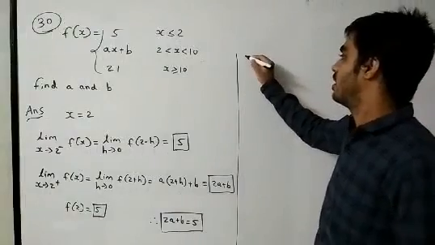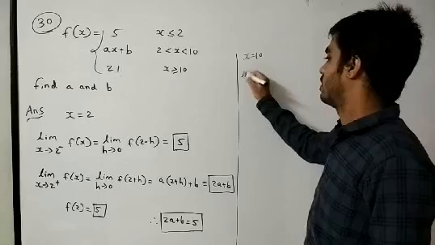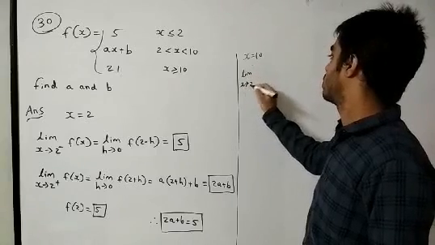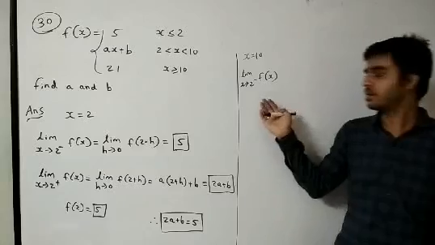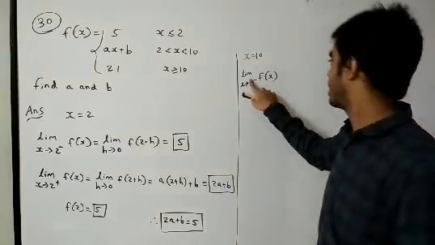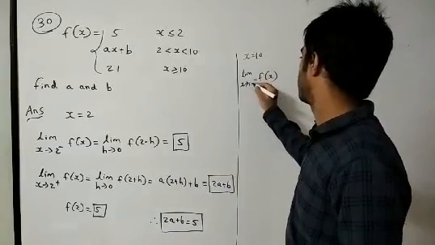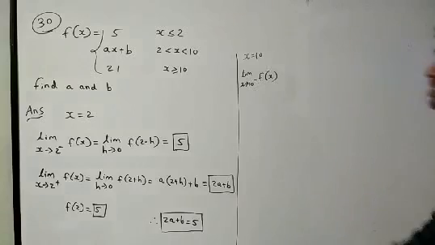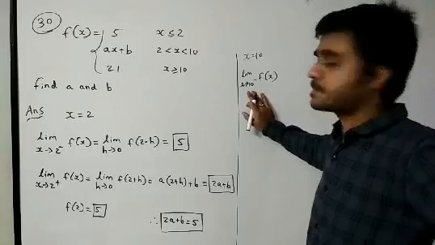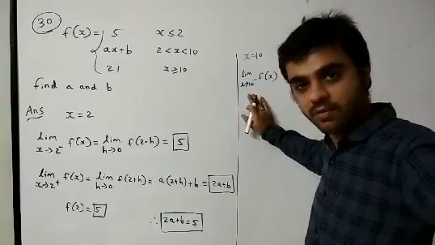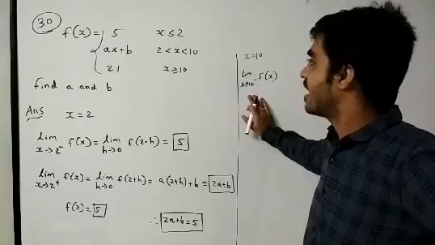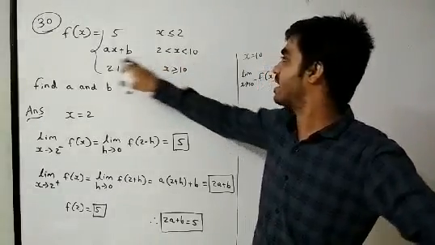Now let us check for x equal to 10. Here the limit x tends not to 2 but to 10, right? Limit x tends to 10 negative, f(x). Now what will be over here? At x equal to 10, we take the left hand limit, that is limit x tends to 10 negative, f(x). For x less than 10, it is ax + b.